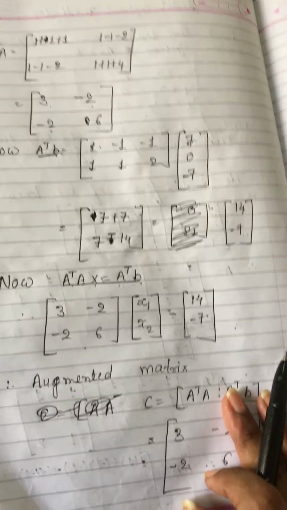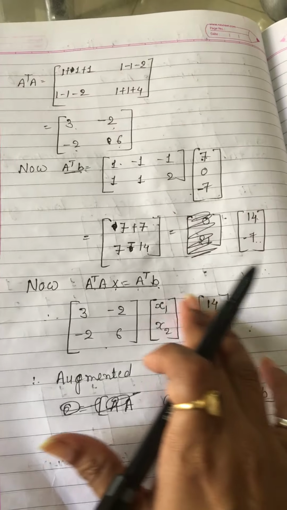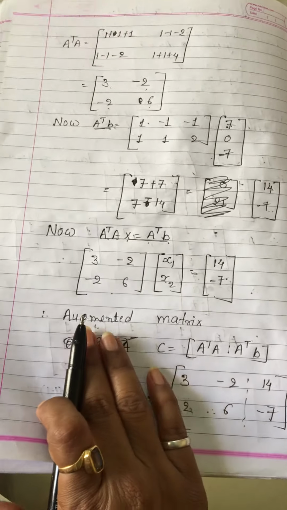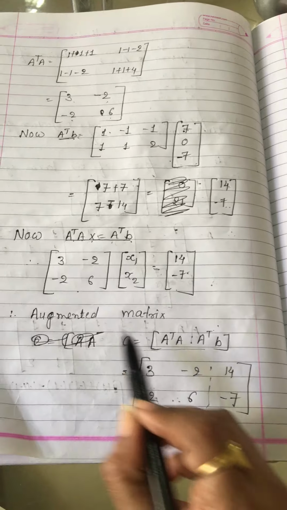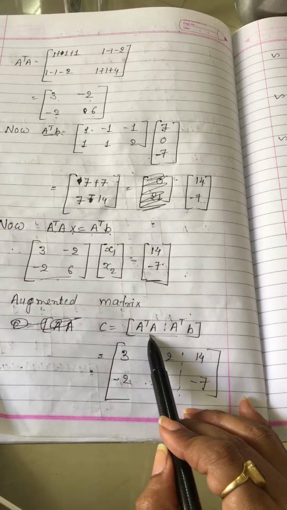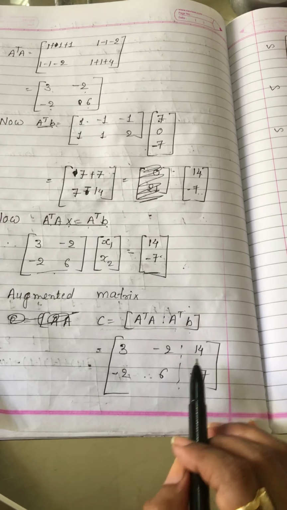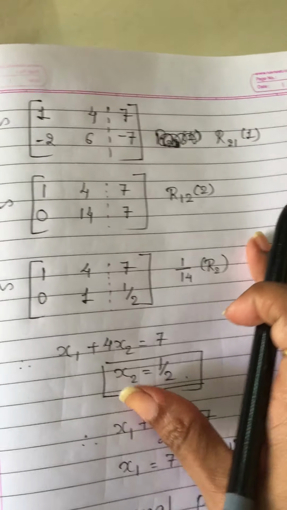We all know how to solve this. We are going to use row echelon form. That means we are going to convert the system of equations into row echelon form. For that, first of all we need the augmented matrix. So what is your augmented matrix? Combination of these two, A transpose A with A transpose B. I place all the values and convert it into row echelon form. So I use the transformation.